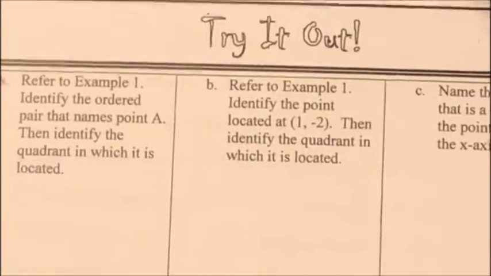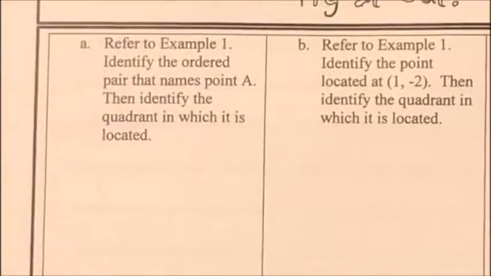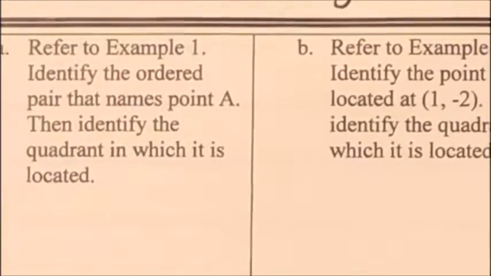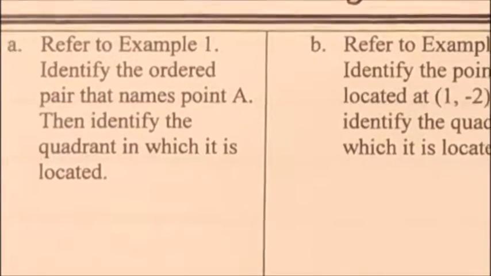All right, so there are a couple of try-it problems. I want you to go ahead, pause the video, and when we are done, we will go over the answers together. All right, so now that you've had a chance to try out the try-it problems, let's go over the answers together. So letter A says, refer to example 1, identify the ordered pair that names point A, then identify the quadrant in which it is located.